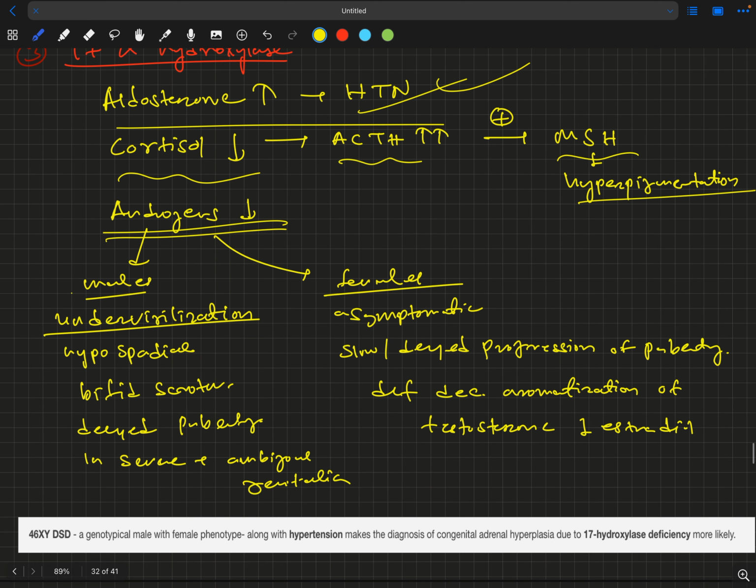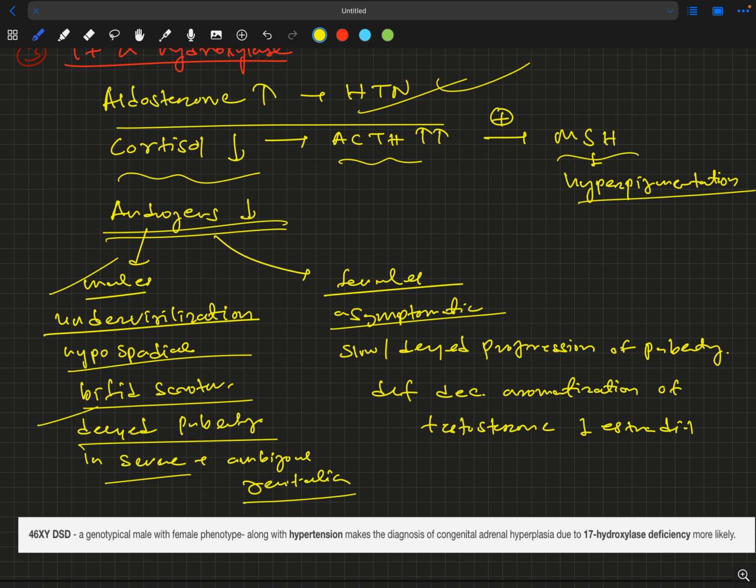So what will it lead to? In case of males, it will lead to under-virilization. Androgen is required for virilization or masculinization. So in case of male, if there will be less androgen, in a growing male fetus there will be under-virilization. So what will be the features of under-virilization? Hypospadias, bifid scrotum, delayed puberty. In severe cases, ambiguous genitalia can be there in case of a male. In case of female, female is asymptomatic because female doesn't require androgens during their time of growth.